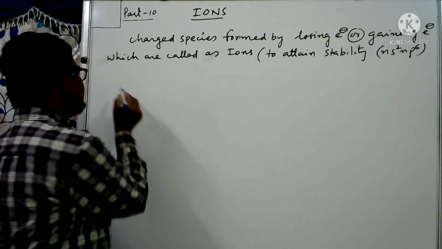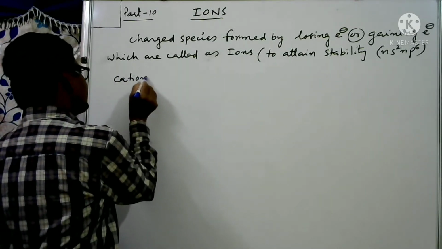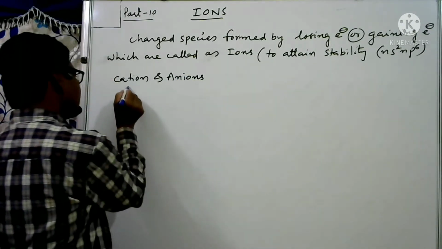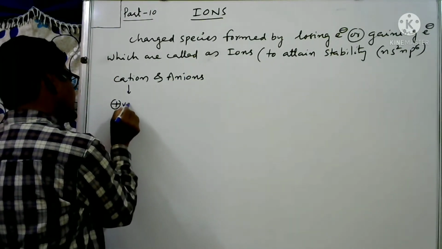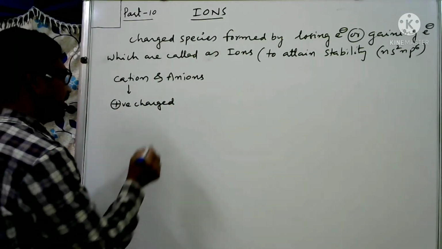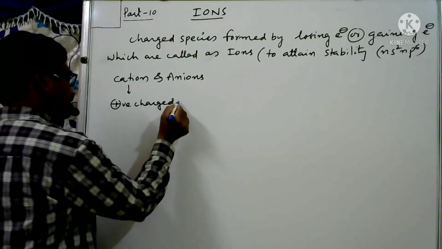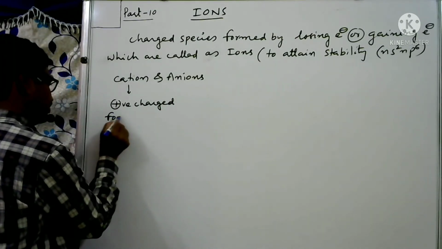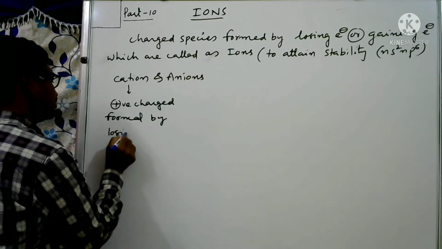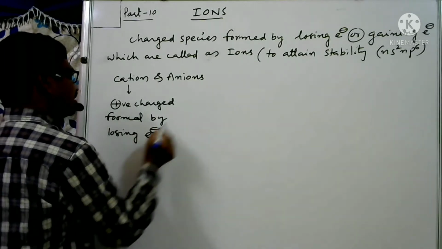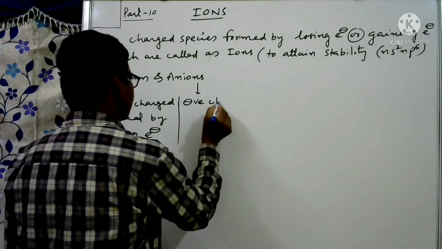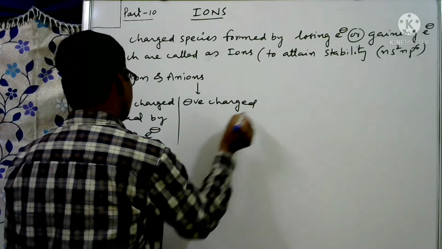Types of ions means cations and anions. Cations are nothing but what? Positive charged ions, formed by losing electrons. About this we have already discussed. Anion is nothing but what? The negative charged ions.